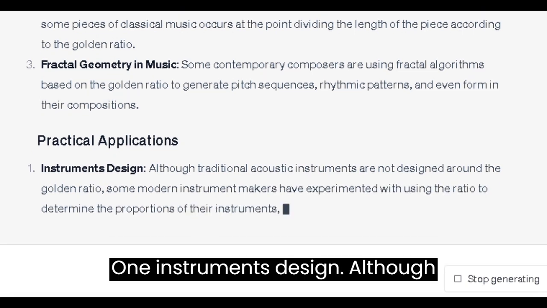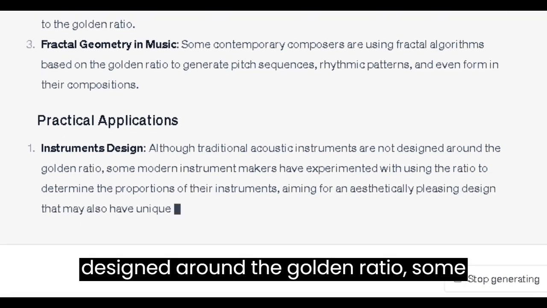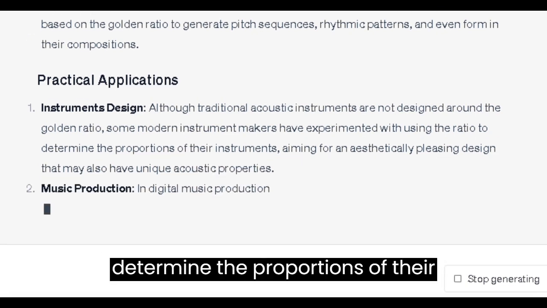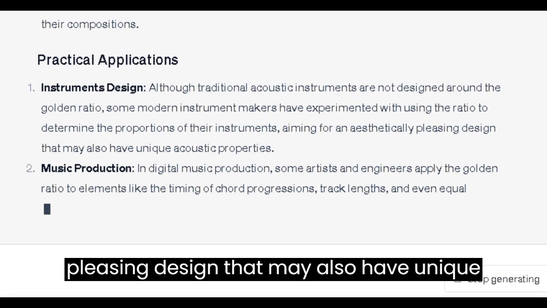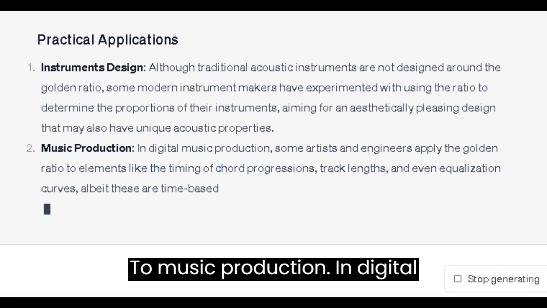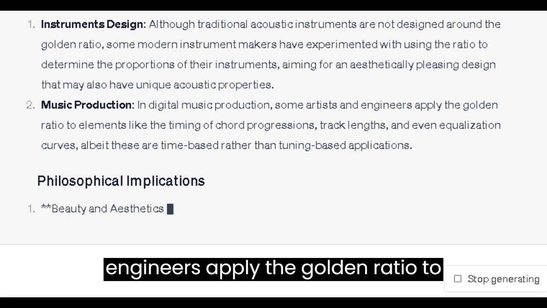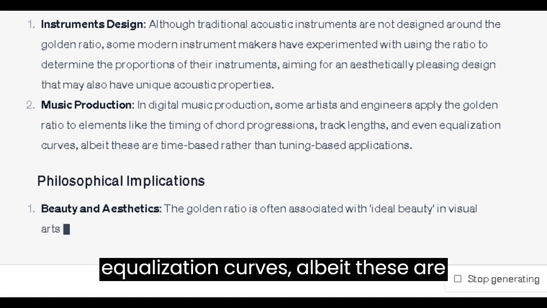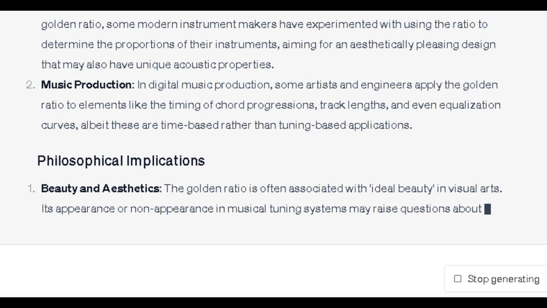Practical applications. 1. Instrument design. Although traditional acoustic instruments are not designed around the golden ratio, some modern instrument makers have experimented with using the ratio to determine the proportions of their instruments, aiming for an aesthetically pleasing design that may also have unique acoustic properties. 2. Music production. In digital music production, some artists and engineers apply the golden ratio to elements like the timing of chord progressions, track lengths, and even equalization curves, albeit these are time-based rather than tuning-based applications.